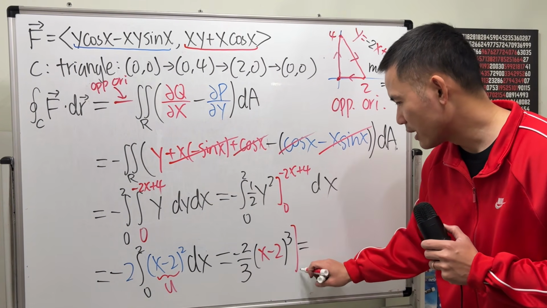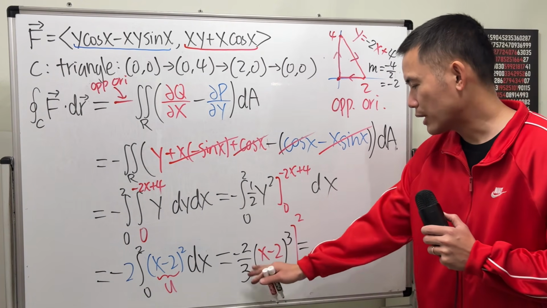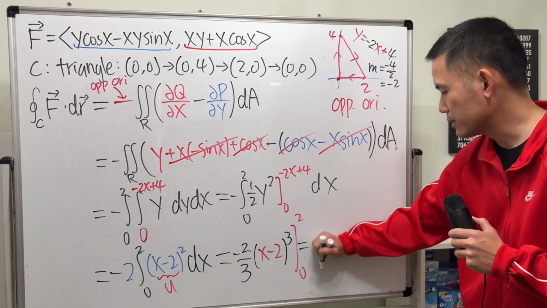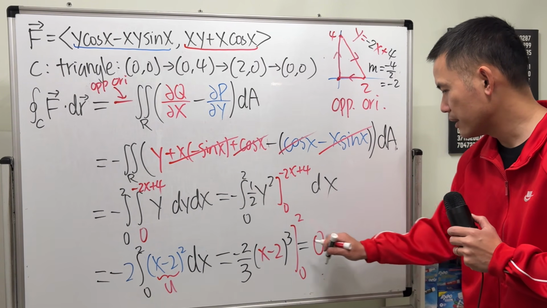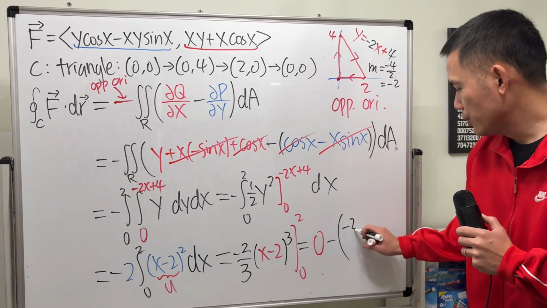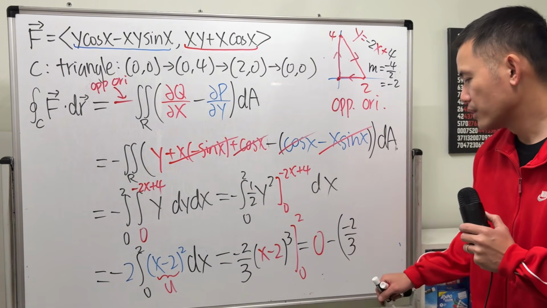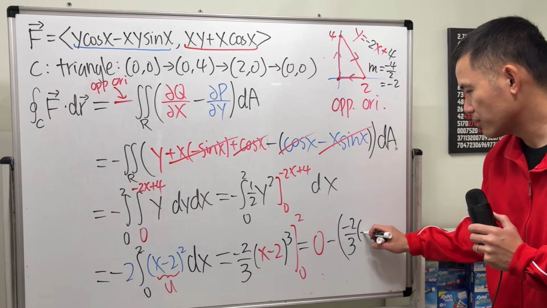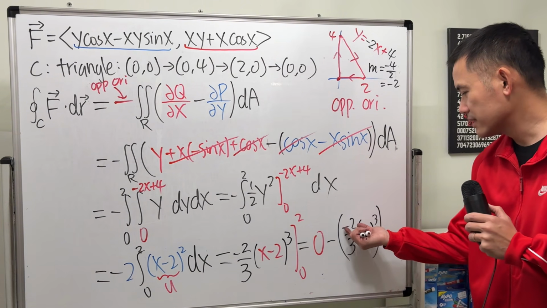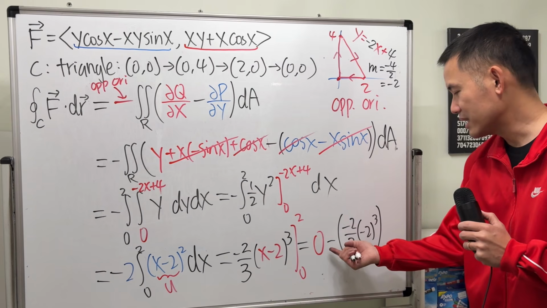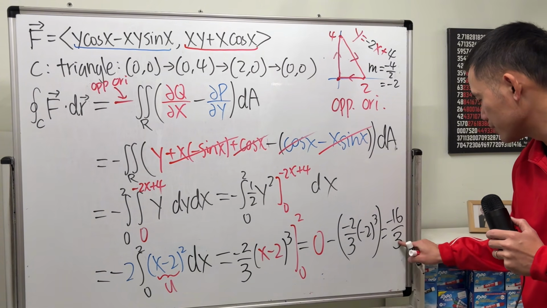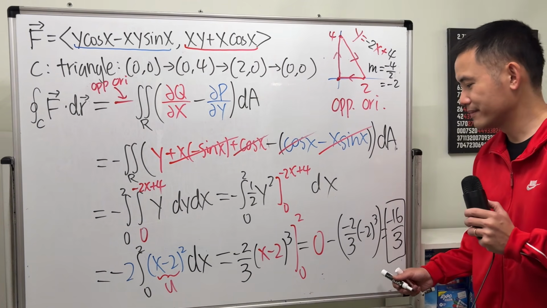And then at the end, we just have to plug in numbers 0 to 2. Plugging in 2, you actually get 0. That's very nice. And then we have the negative, right? So it's technically 0. And then minus here, we have the negative 2 over 3, and then plugging in 0, we will just get negative 2 to the third power. Okay, this is negative 8. That's positive 16, but negative. So altogether, we have negative 16, and then on the bottom, we have it over 3. And that should do it.